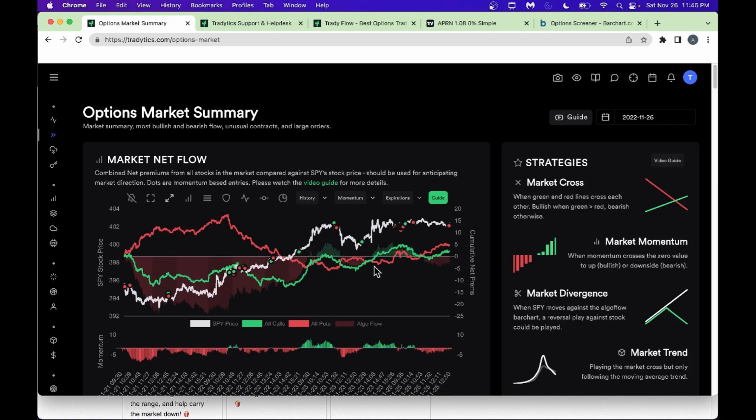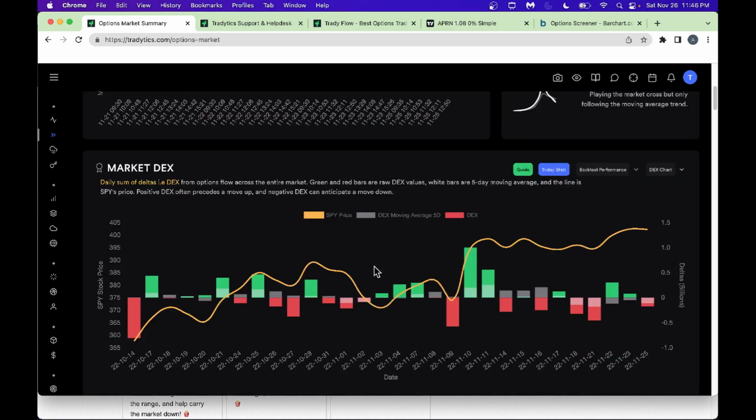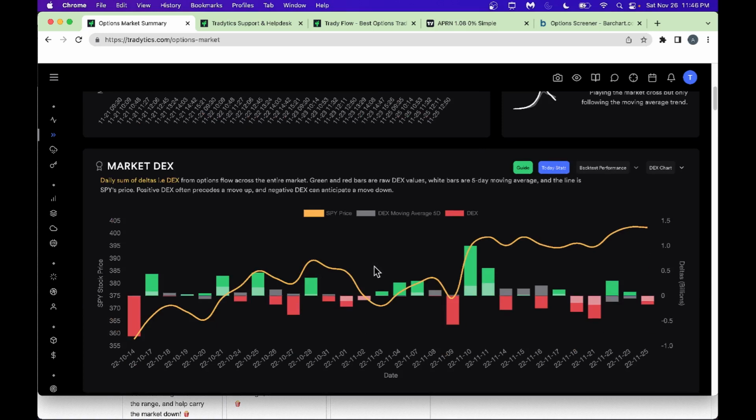You can get a good indication of what's going on here. The one thing I love about this tool is it really tells you market DEX or delta, market delta. It kind of tells you overall market delta. It tells you what might happen in the stock market. You can use it as a prediction tool here.